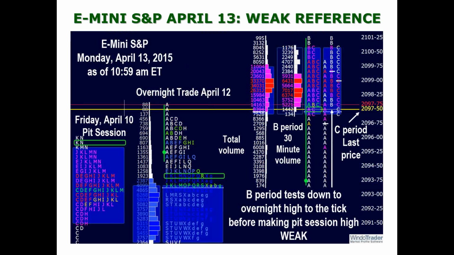We are looking at the E-mini from April 13th, and one of the things that we are looking at here, B period comes down exactly to the overnight high. There's again one of these weak references. There's the overnight high. There is the B period low.